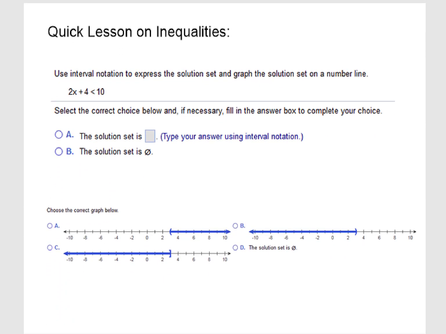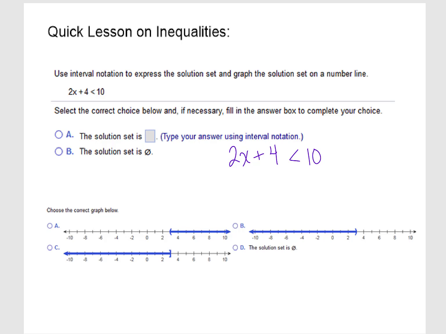Okay, a quick lesson in inequalities. It tells us to use interval notation to express the solution set and graph the solution set on a number line. When solving inequalities, remember that it's exactly the same as solving an equation, except when we divide or multiply by a negative. I'm going to rewrite the inequality right here: 2x plus 4 is less than 10.